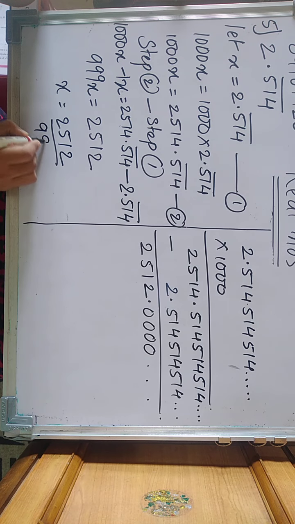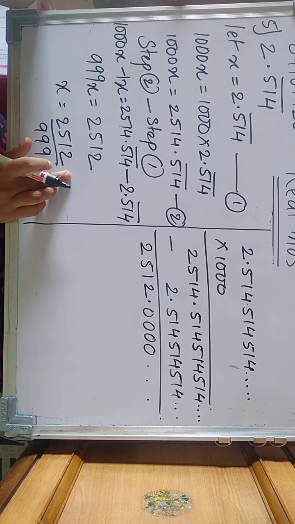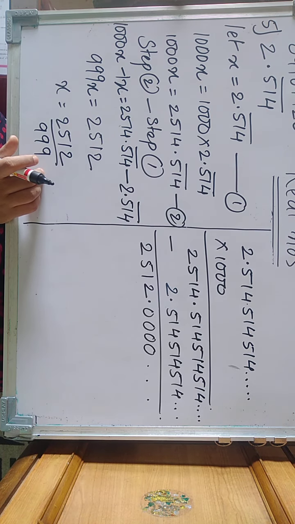So x will be 2512 upon 999. So before finalizing the answer, before saying this is the final answer, you need to first check whether these numbers are multiples, like going in some same table or not. For example, let's check the table of 3. 5 plus 2, 7, 8, 9, 10. This number doesn't go in the table of 3. So 2512 upon 999, I think this number is not going in any of the tables. If you keep checking for the table of 3 or the table of 7, some prime number, you need to check for some prime number.